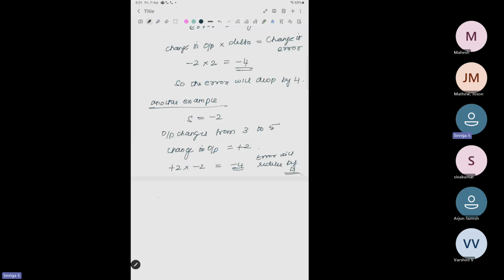Let's take one more example. This time we will keep delta equal to -2. Change in output is also -2. So both are the same sign. If both are the same sign, then we will have a positive error. So the error will increase by 4.